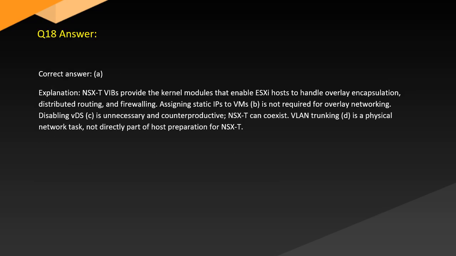Answer. Correct answer: A. Explanation. NSX-T VIBs provide the kernel modules that enable ESXi hosts to handle overlay encapsulation, distributed routing, and firewalling. Assigning static IPs to VMs (B) is not required for overlay networking. Disabling VDS (C) is unnecessary and counterproductive; they can coexist. VLAN trunking (D) is a physical network task, not directly part of host preparation for NSX-T.